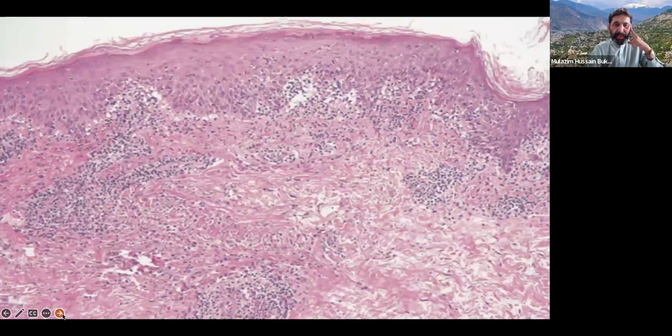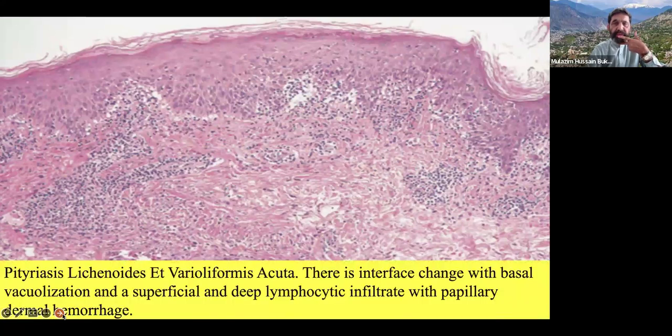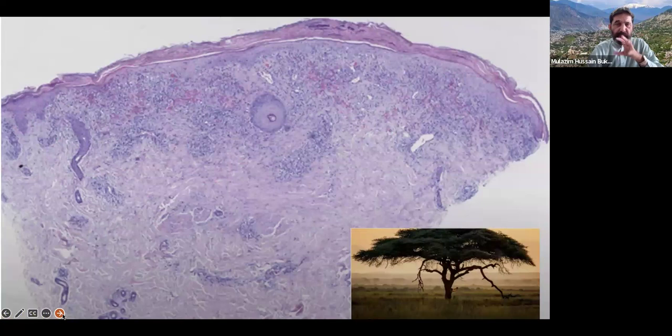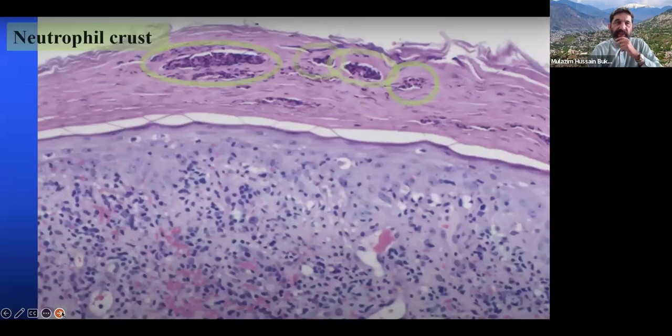So in pityriasis lichenoides et varioliformis acuta, and in the chronic form, you see there is less vacuolization, less spongiosis, and a less band-like picture. It is present in the superficial dermis, while there is no deep involvement by the lymphocytes. This is the classical picture you are looking at here, the tree or shrub-like picture. This is called a wedge-like picture. If you draw a line, it becomes a wedge-like picture.